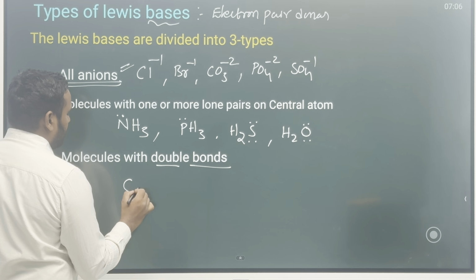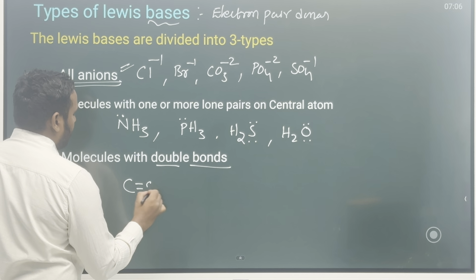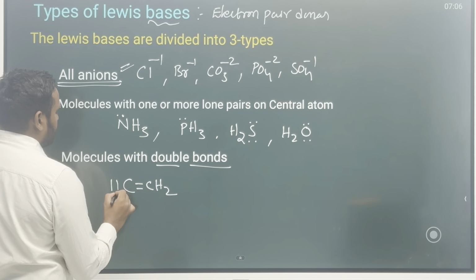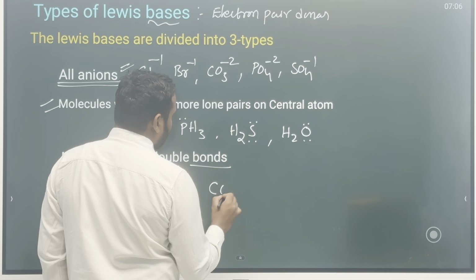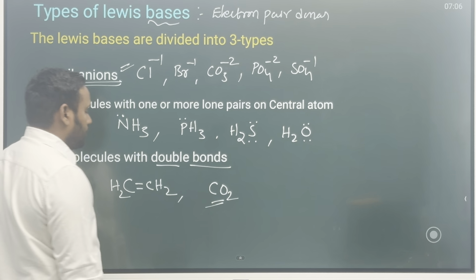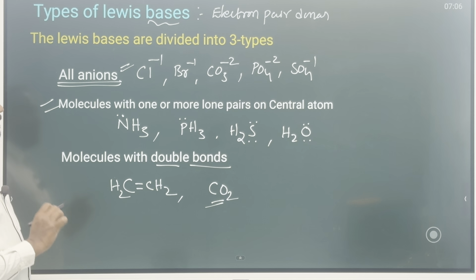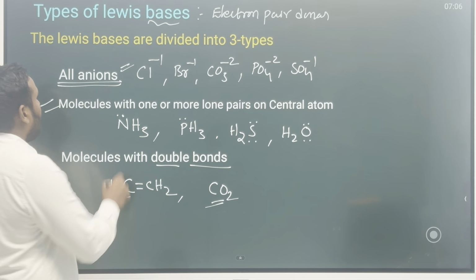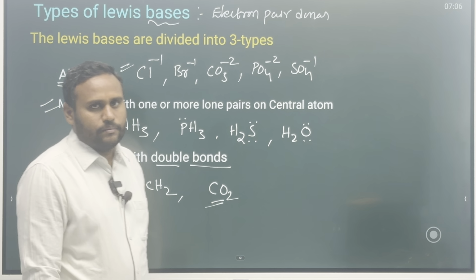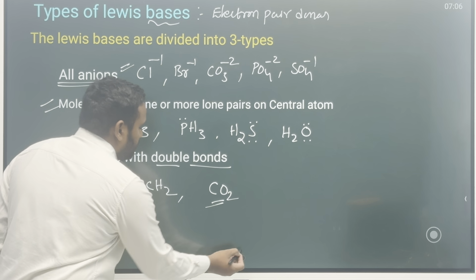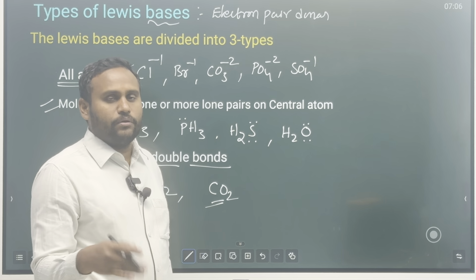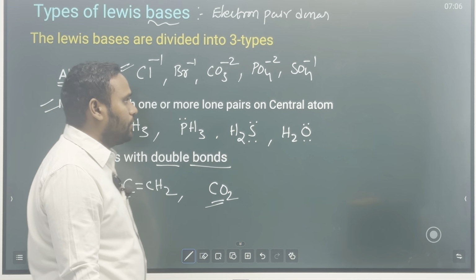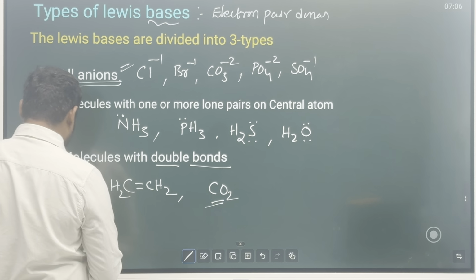Molecules with double bonds are also Lewis bases, such as CH2=CH2 and CO2. CO2 also can act as what? Lewis base, right? All these are known as Lewis bases. So what is the Lewis acid? Electron pair acceptor is Lewis acid. Lewis base means electron pair donor is Lewis base.